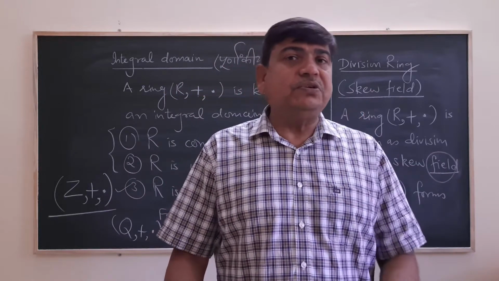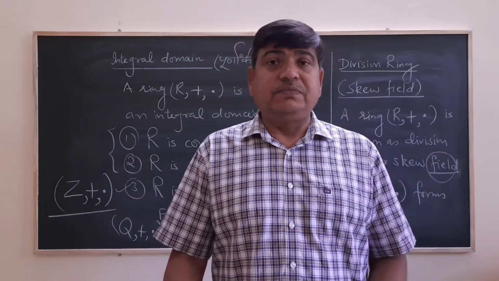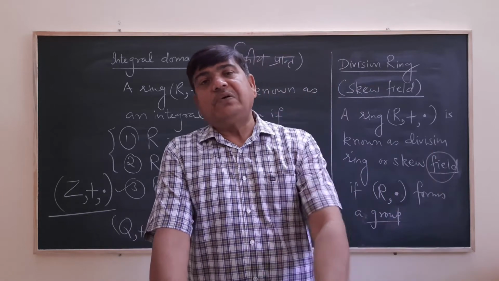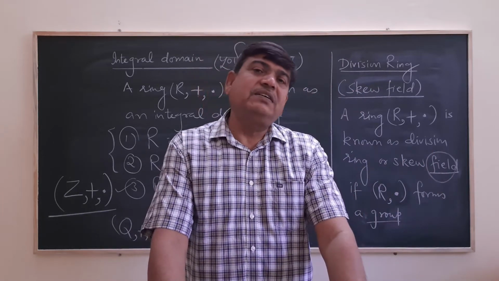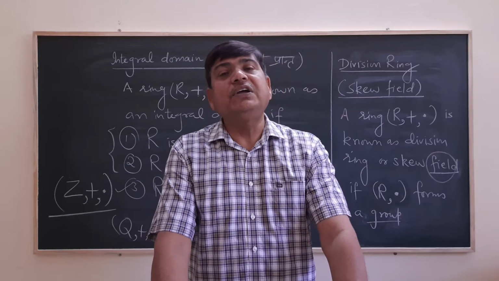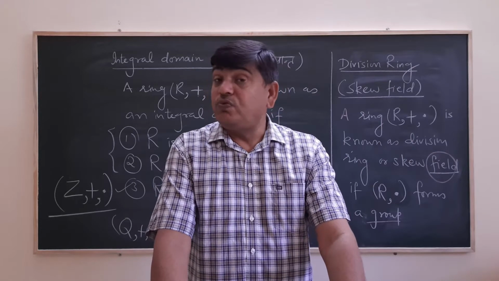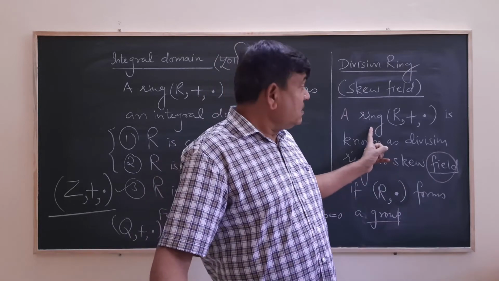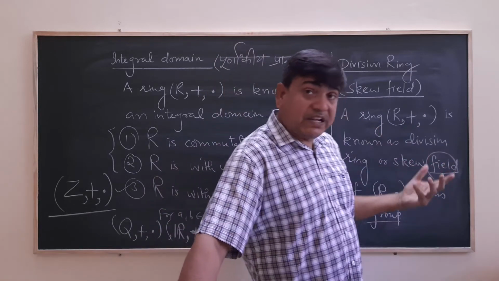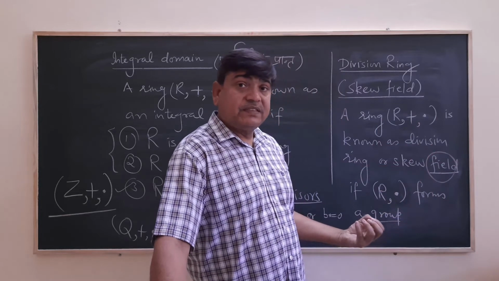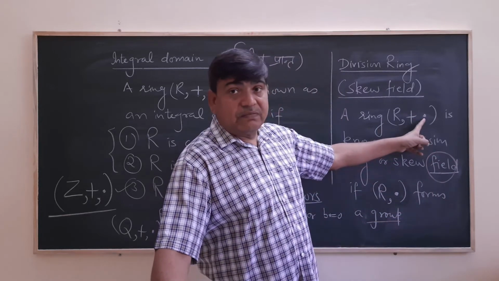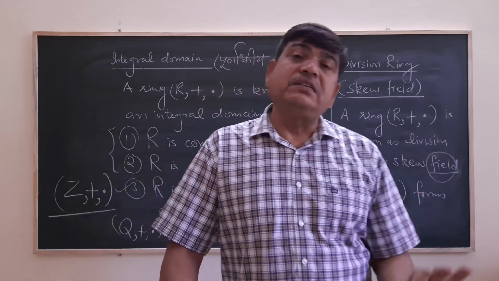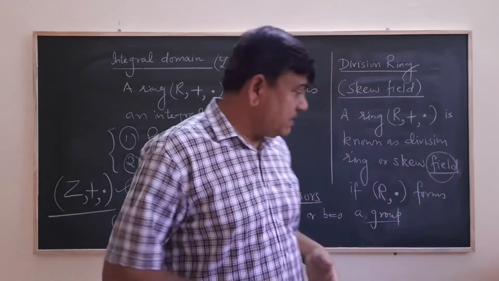Every non-zero element, again I am telling you, मैं बार बार इस बात को रिपीट करता हूं, every non-zero element has multiplicative inverse. So what is a field? Field is a special type of ring in which the multiplicative composition forms an abelian group. Okay, so it is that.